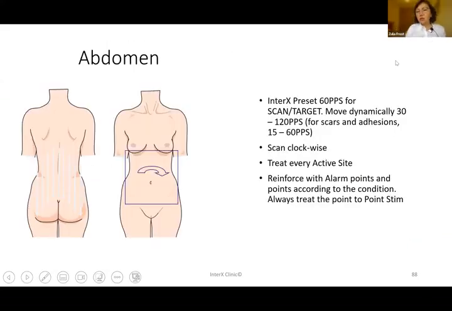Now, how do we treat the abdomen? This is the area. I normally always start by treating through the back. So I scan the lumbosacral area when the patient is sitting. Of course, if you have a difficult patient and they are lying down prone, you scan and use the settings accordingly. It's either 15 to 60 or 30 to 120. You scan on either 60 or 15, depending on the situation.